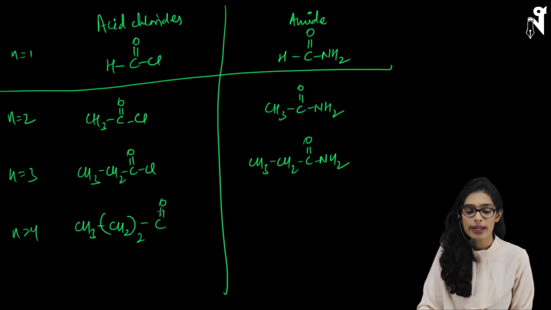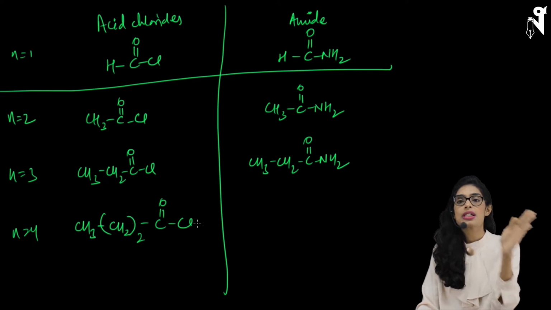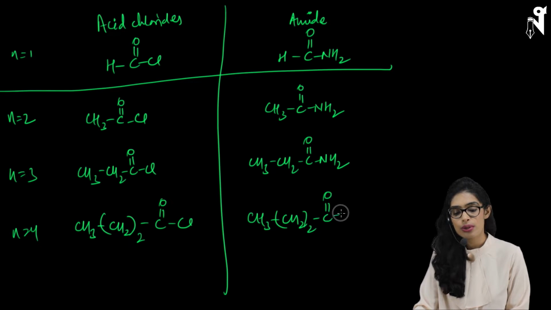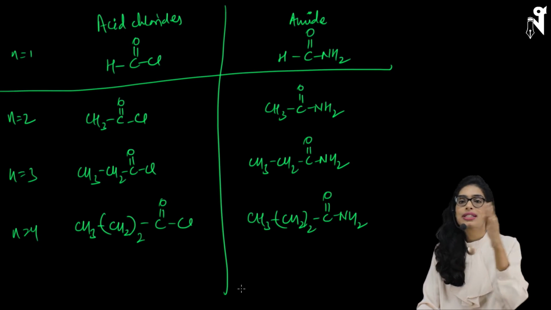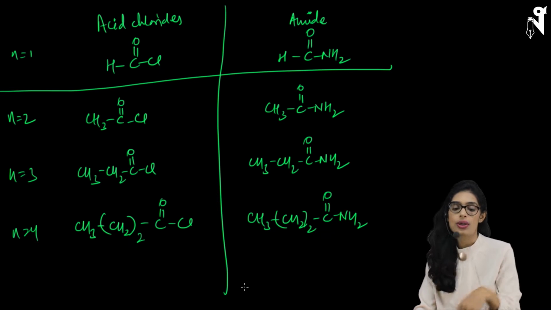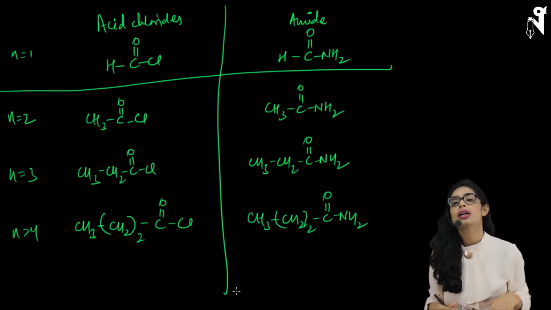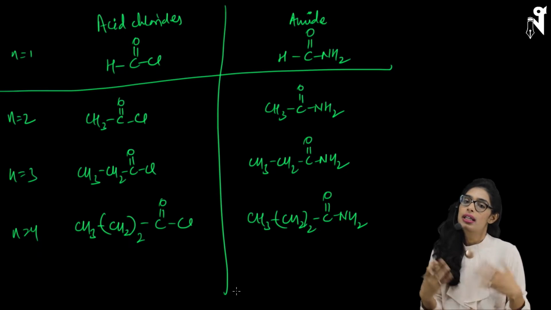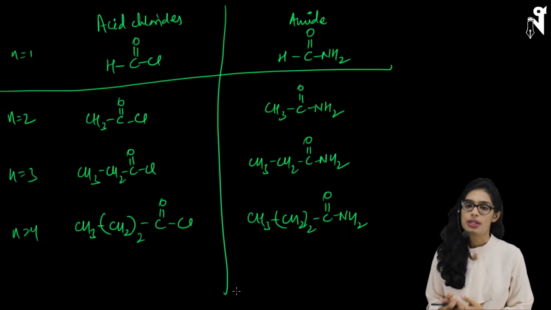COCl. Why have I written twice? That means the CH2 unit is repeating twice. Then CH3, CH2 whole twice, CONH2. This is nothing else but CH3, CH2, CH2 twice. So I've just written the whole twice to show that it is getting repeated twice. That's how you can also write and save some time.